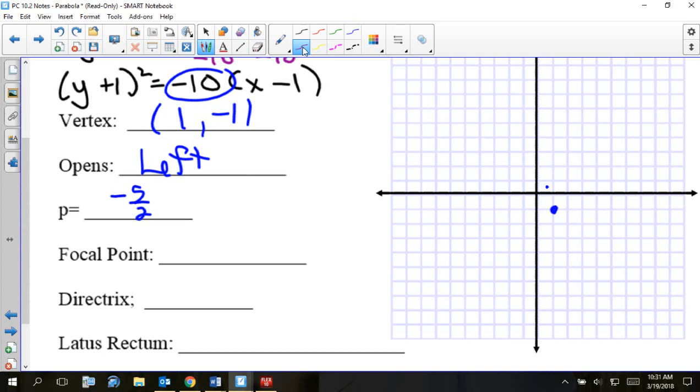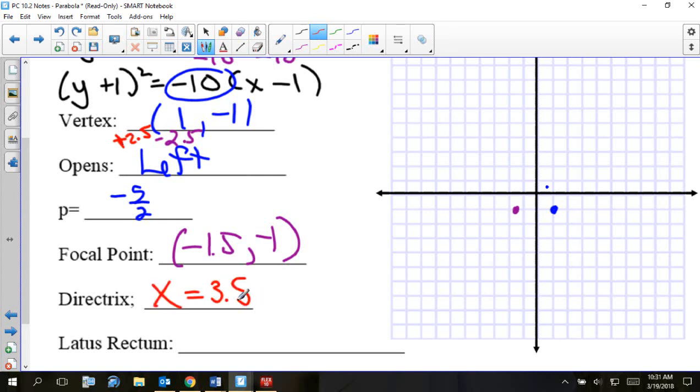It's already in paper. All right, so our focus point is going to go negative 2.5. That's going to go left, the way it opens, 2.5. So we will be at negative 1.5, negative 1. Okay. The directrix will go the opposite way. So since I went left, now I'm going to go right, or I'm going to go plus 2.5 for my directrix. Since I'm going right, that's x equals 3.5 for the directrix.